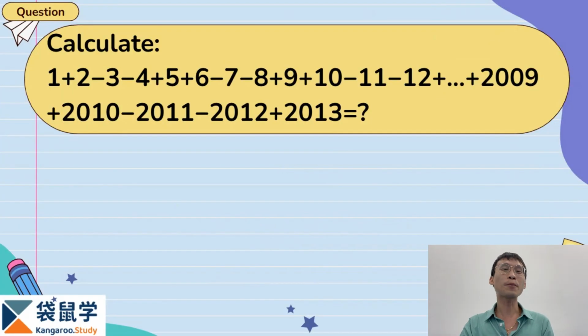Alright, so the problem states to calculate 1 plus 2 minus 3 minus 4 and so on all the way until plus 2013. Wow, this looks super long, right? But don't worry, there's a clever way to group these numbers so that the question can become much easier. Let us start with an easier example first.